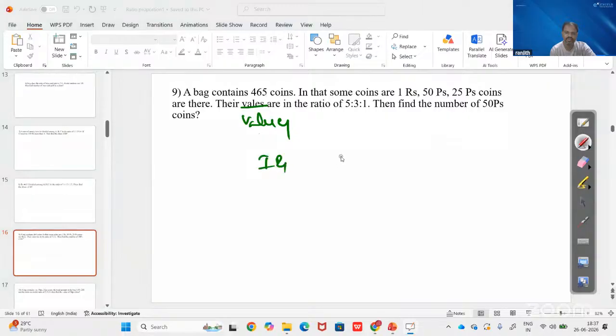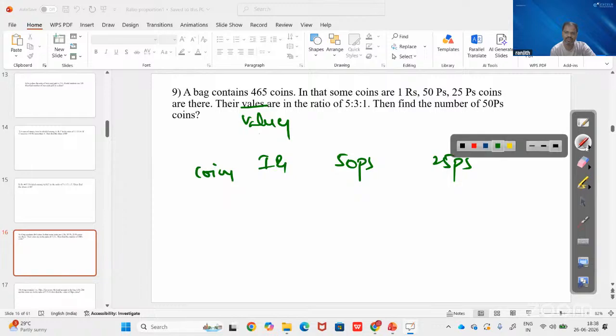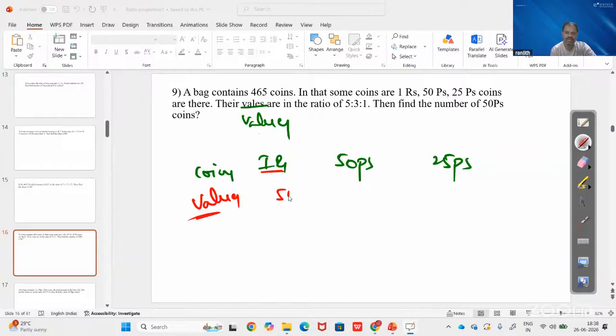So that is 1 rupee, 50 paisa, 25 paisa coins. Coins are 1 rupee, 50 paisa, 25 paisa coins. And their value. The value of the 1 rupee coins is 5 rupees. The value of the 50 paisa coins is 3 rupees. The value of the 25 paisa coins is 1 rupee.